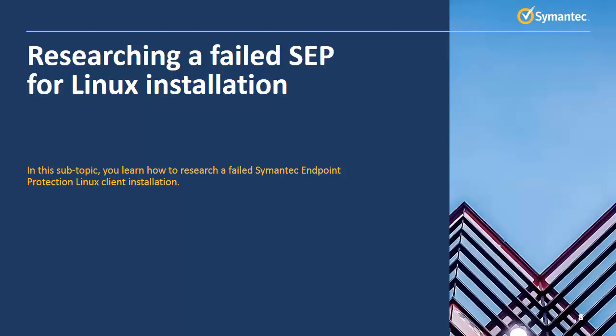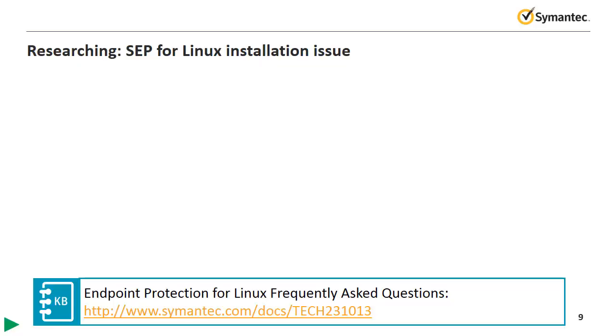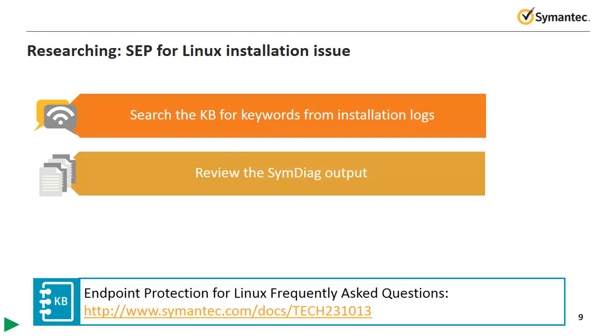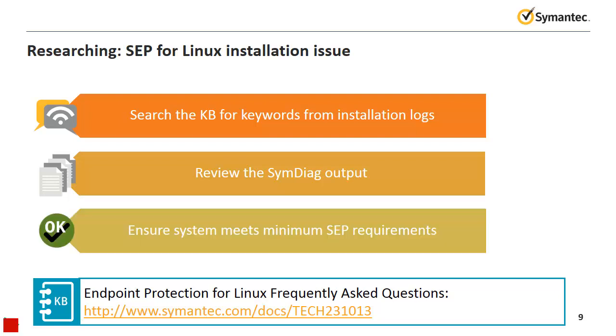After gathering evidence, you're ready to research the issue. When researching a SEP for Linux client install issue, use the keywords that you gathered to search the Symantec knowledge base. The search results show potential solutions that you can use in the repair and validate phase. You can also search or post on Symantec Connect. Review the SymDiag results to identify what caused the installation to fail. Verify the system meets minimum system requirements by reviewing the installation guide. For more information on frequently asked SEP for Linux questions, see the KB listed on the screen.